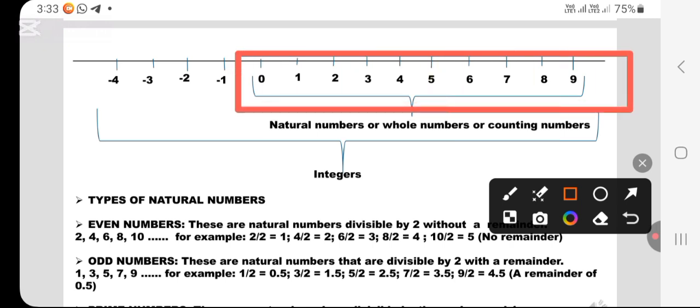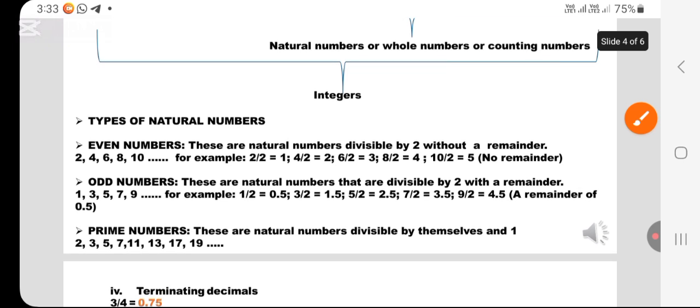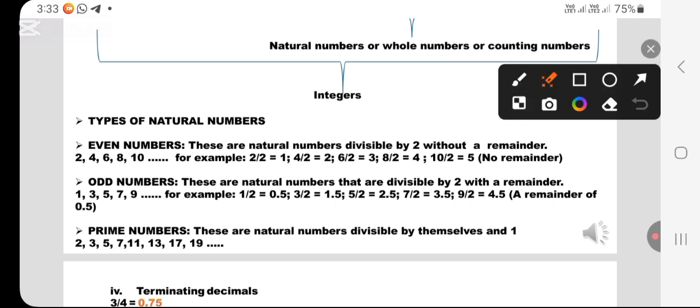We can call them natural numbers. We can call them whole numbers. Some mathematicians will start from 0 to 9, while some will start from 1. So whichever one you see, they are all correct. So what are the types of natural numbers that we have? We have the even numbers. These are natural numbers divisible by 2 without a remainder. The even numbers are 2, 4, 6, 8, 10. They increase by 2.